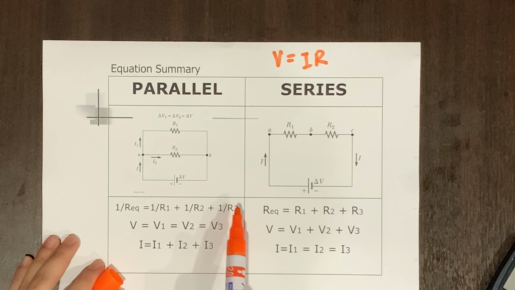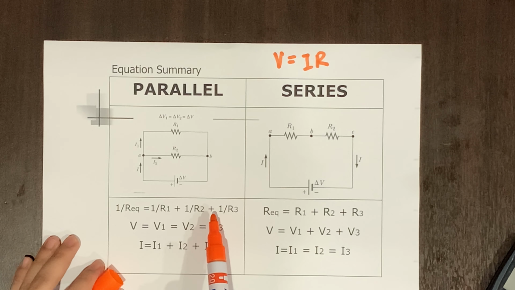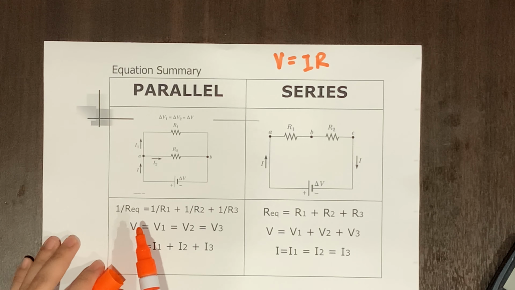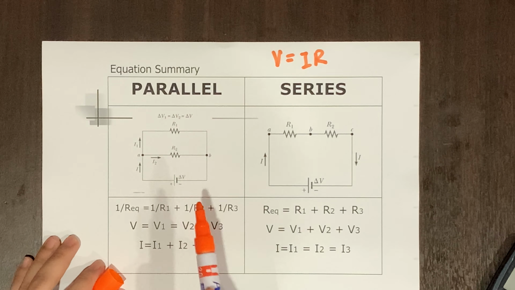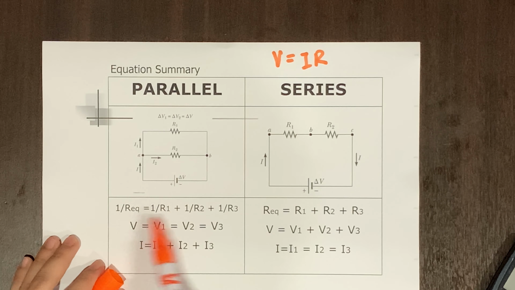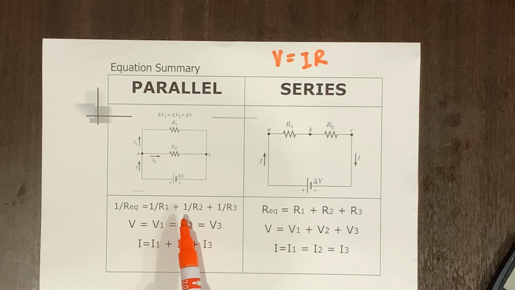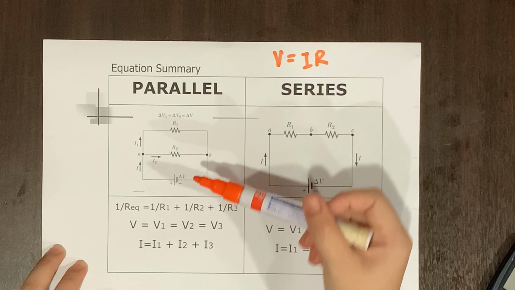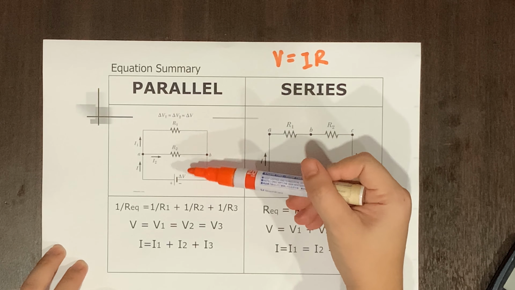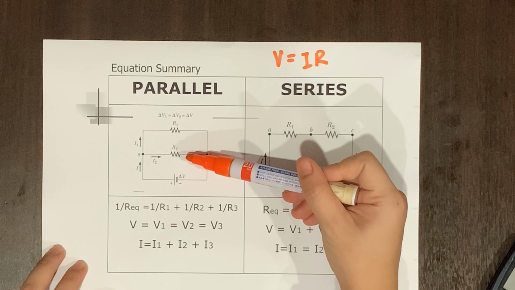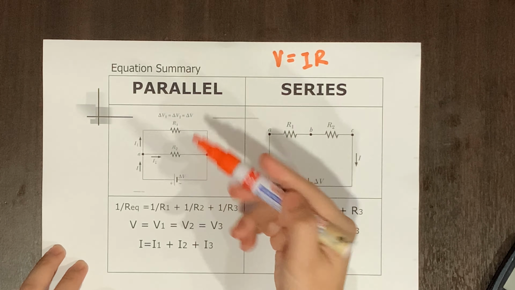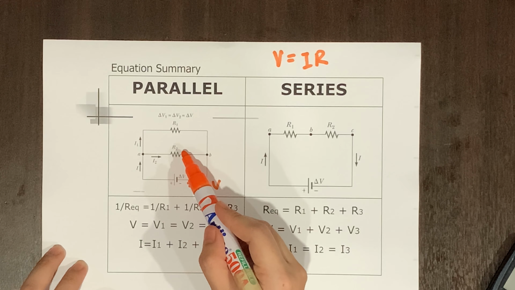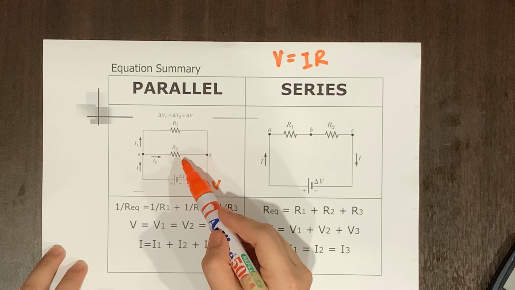This is how you calculate a parallel circuit. Use this equation, 1 over R. Previously for capacitance in parallel, you just add all. So it's vice versa for the resistance circuit. The voltage for each parallel branch should be the same. For example, the voltage here is equal to 4 volts. So the voltage across R2 and R1 is also 4 volts, 4 volts.